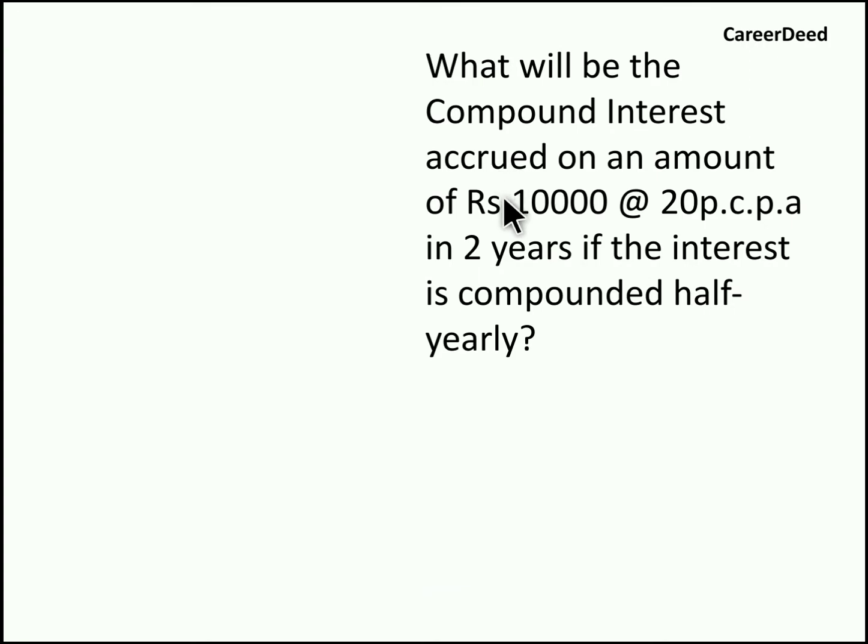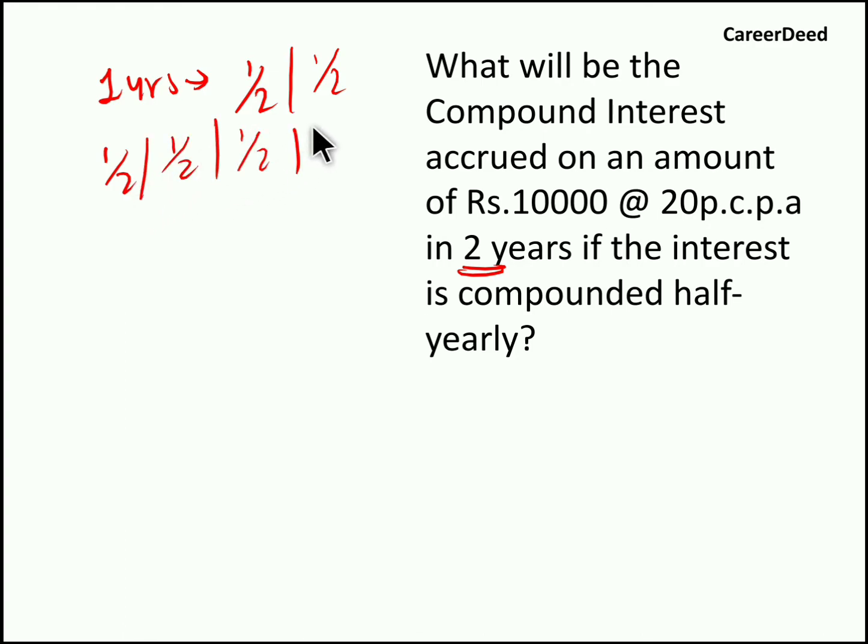What will be the compound interest accrued on an amount of rupees 10,000 at 20% per annum in 2 years if the interest is compounded half yearly? Now in 1 year we have how many halves? 2 halves, right? So first half and second half. Now we have to calculate the compound interest for 2 years. So in 2 years we have how many half? 4 halves, right? So first half, second half, third half and fourth half.